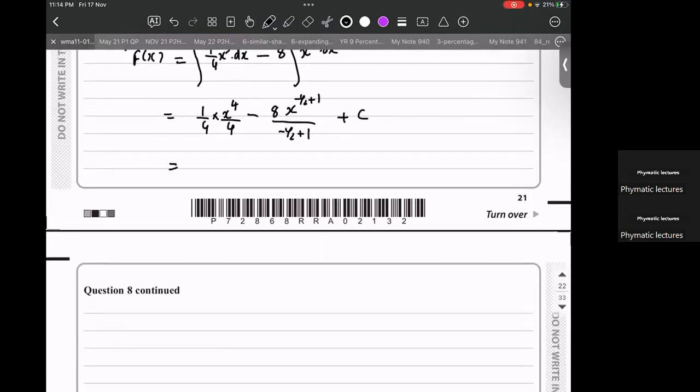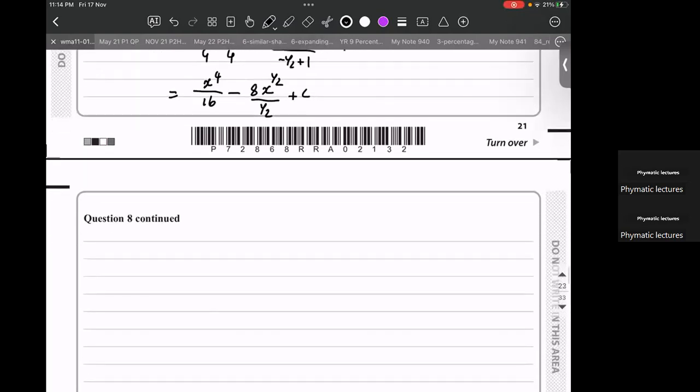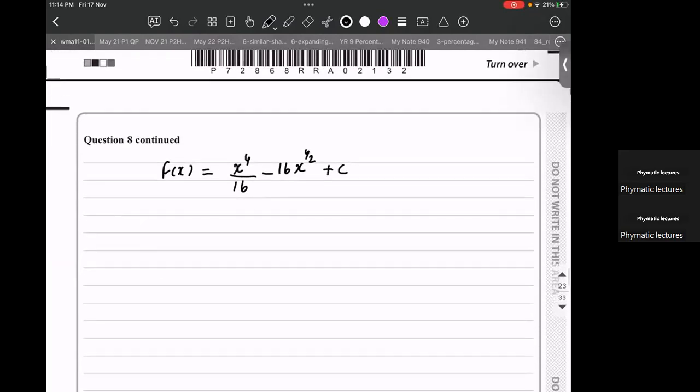So 1 by 4 into x to the power of 4 by 4 is x to the power of 4 by 16, minus 8 x to the power of minus 1 by 2 plus 1, which is 1 by 2, divided by 1 by 2, plus c. So we partially got the mother function f of x, that is x to the power of 4 by 16 minus 16 x to the power of 1 by 2 plus c. Now the question is, how will you find the value of c?